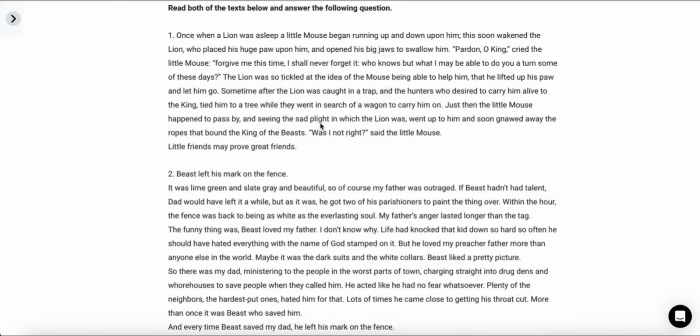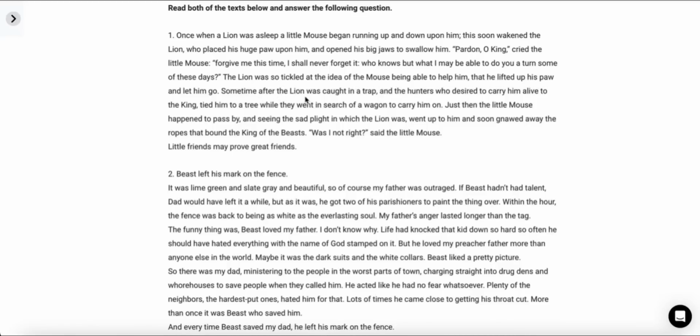Once when a lion was asleep, a little mouse began running up and down upon him. This soon wakened the lion, who placed his huge paw upon him and opened his big jaws to swallow him. "Pardon, O king," cried the little mouse. "Forgive me this time. I shall never forget it. Who knows but what I may be able to do you a turn some of these days." The lion was so tickled at the idea of the mouse being able to help him that he lifted up his paw and let him go.